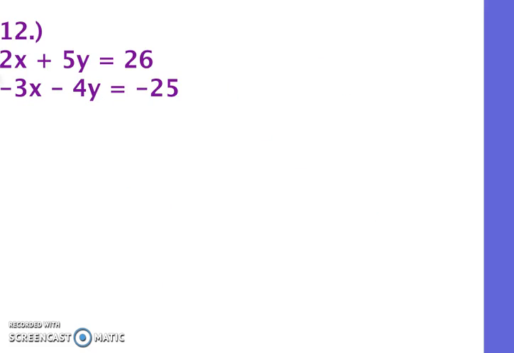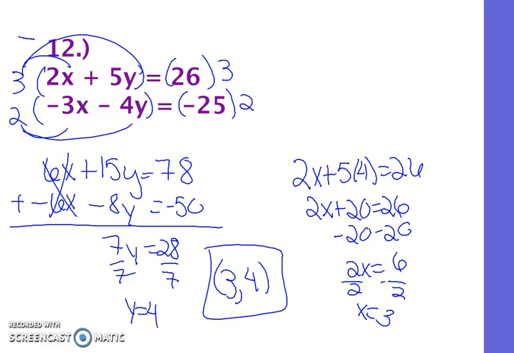Try number 12 on your own and then hit play. This time I multiplied the top equation by 3 and the bottom equation by 2. Then I got 3, 4. Go ahead, check your work, make sure you got it right.